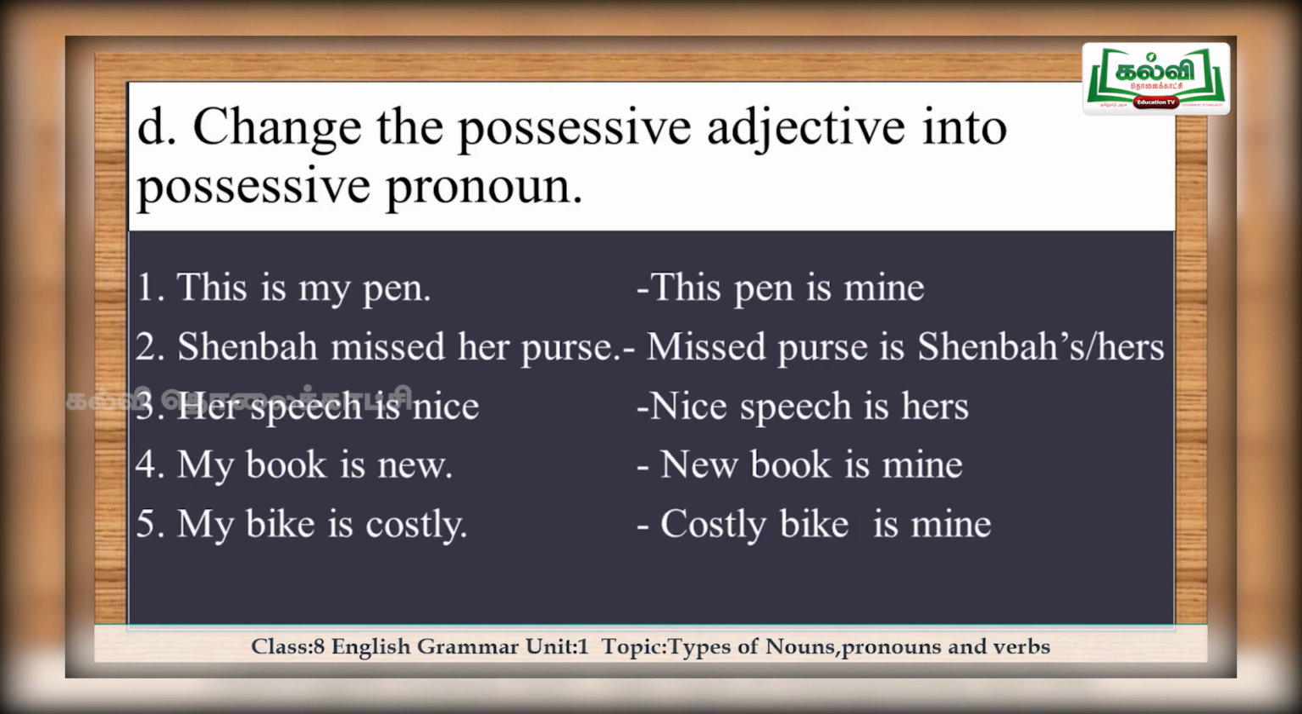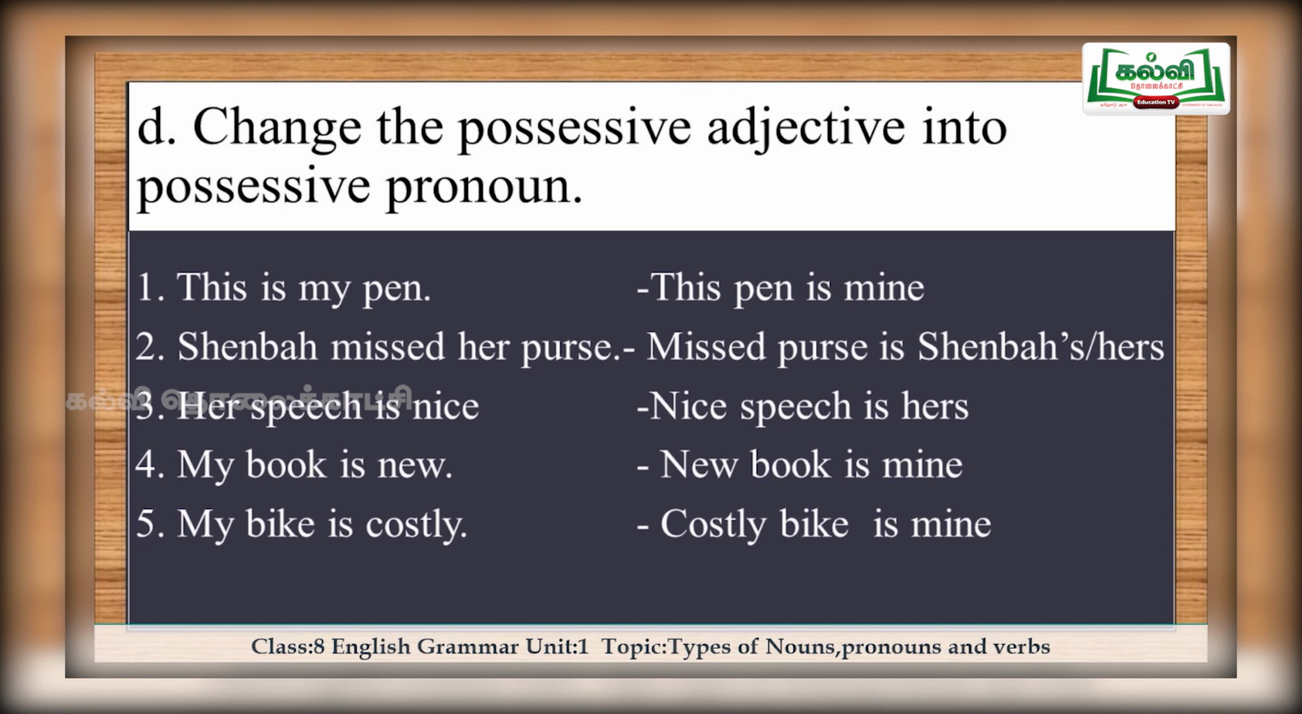And now you are going to change the possessive adjectives into possessive pronouns. This is my pen. So how can we change that? This pen is mine. Shenba missed her purse is a possessive adjective. How can you change that into a possessive pronoun? Missed purse is Shenba's is also right, and missed purse is hers. This is also a right answer. Her speech is nice. Nice speech is hers.